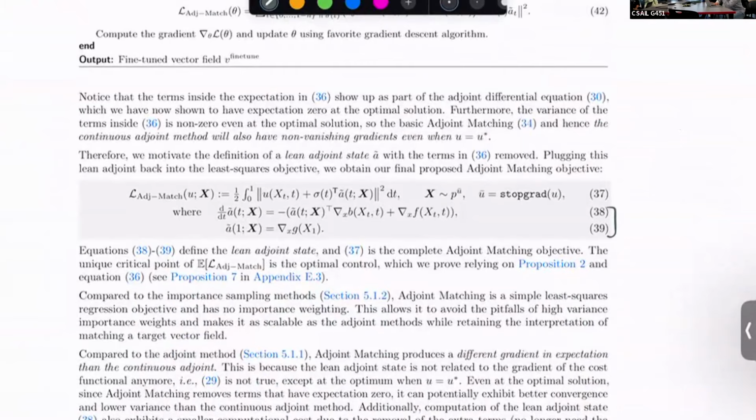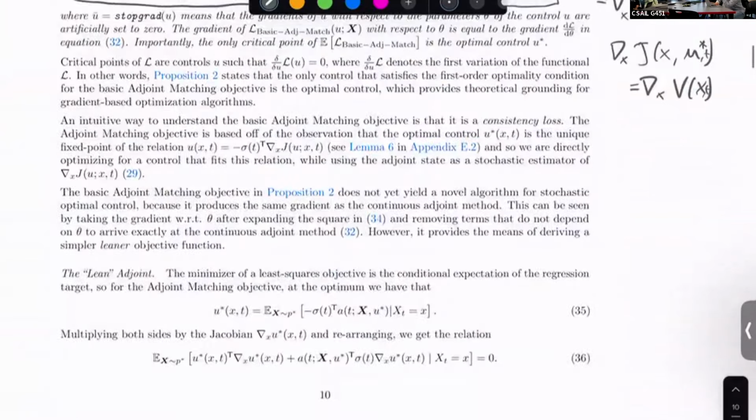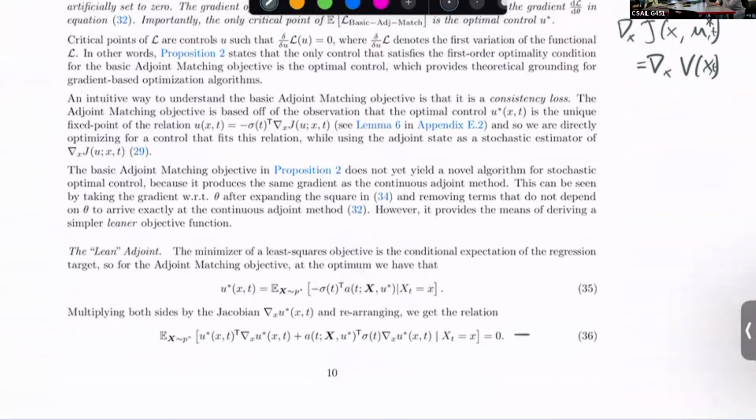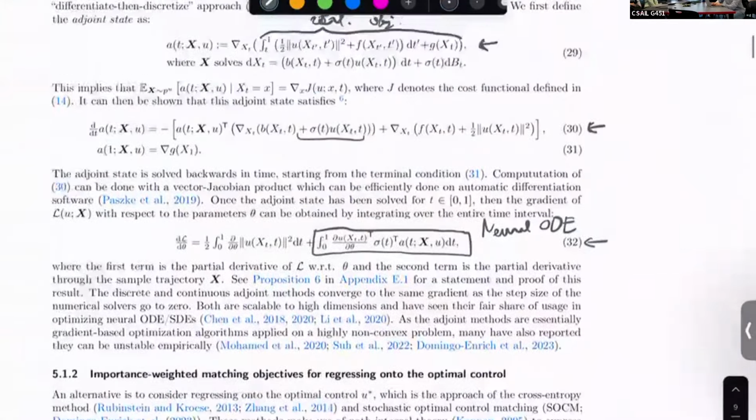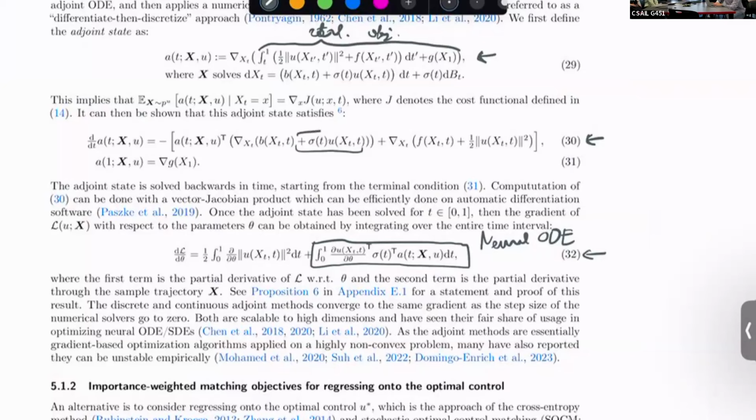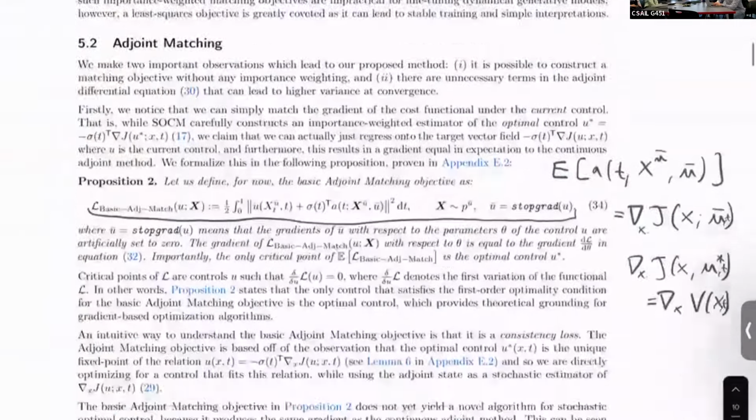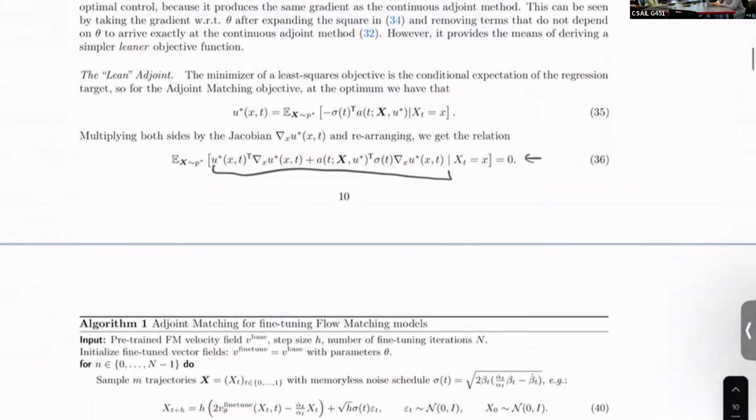What's the difference between 38, 39 and the adjoint ODE? In expectation, it's these terms. What we have extra here is this thing and this thing, so these are the things that we will remove. Your adjoint now will be the simplified adjoint where you remove the U squared cost, and this thing. Why can we do that? Because in expectation and at the optimal control, these terms cancel out.